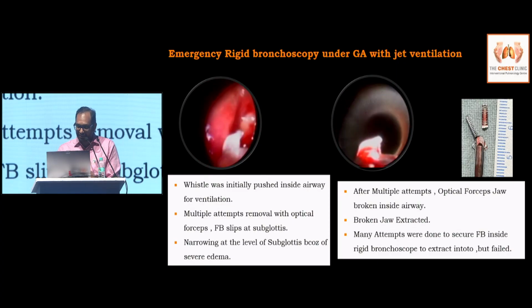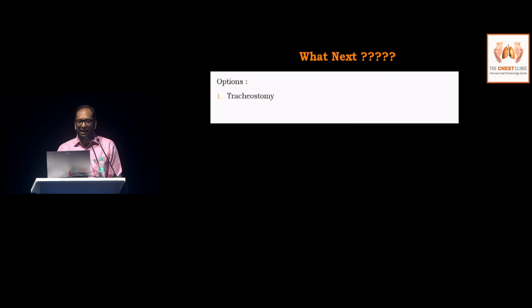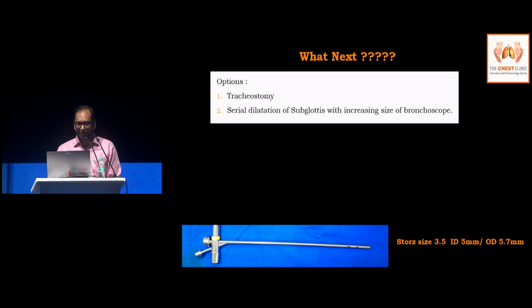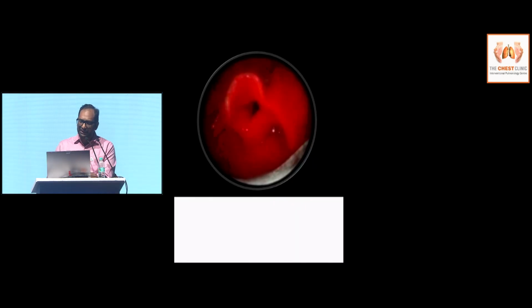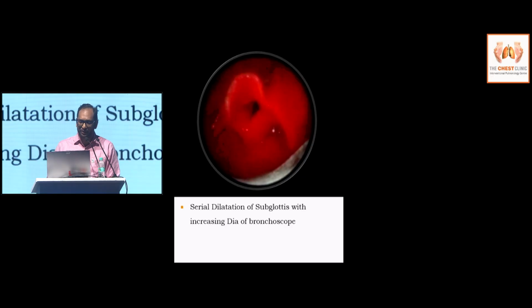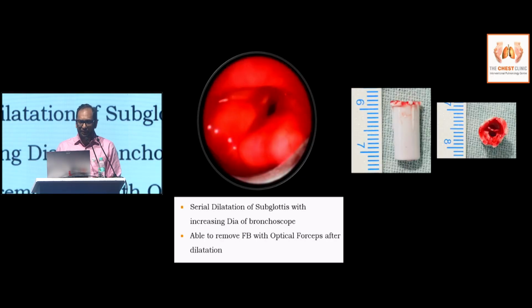First I was able to retrieve the foreign body. So after that, what can we do? We can do a tracheostomy to extract the foreign body, or you can do something else. That was serial dilatation of the subglottis with increasing sizes of rigid bronchoscope. The problem is at the subglottis, the foreign body is not able to come out because of the edema. So we gently dilated the subglottis with increasing serial sizes of bronchoscope, and we were able to retrieve the foreign body.